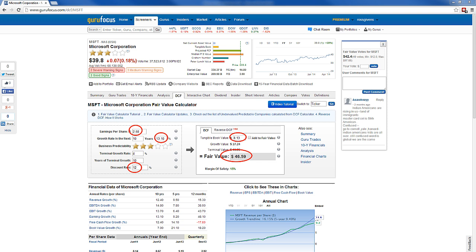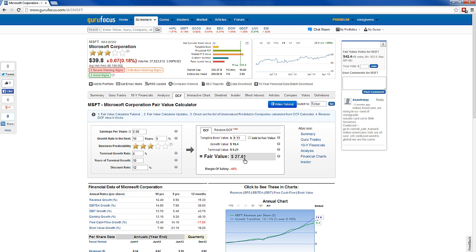So the big variables here, the biggest one really, is the growth rate. Look at that figure, $46.50. If I decide, no, they're not growing at 13%, they're only going to grow at 5%, look at the difference it makes to the fair value of that stock.